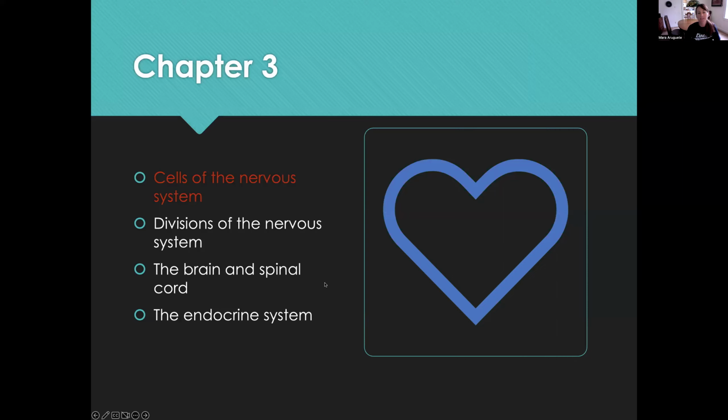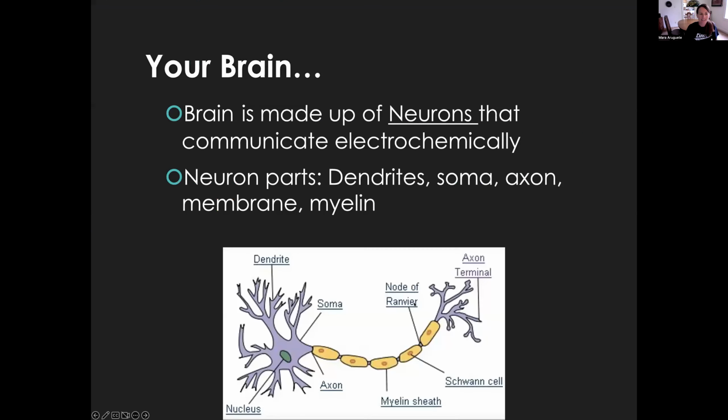We're going to talk about cells of the nervous system, start with just the very basic cells of the brain, and then we'll talk about some of the divisions of the nervous system, the brain and the spinal cord, some parts of the brain, and then the endocrine system. So here, let's go ahead and get started.